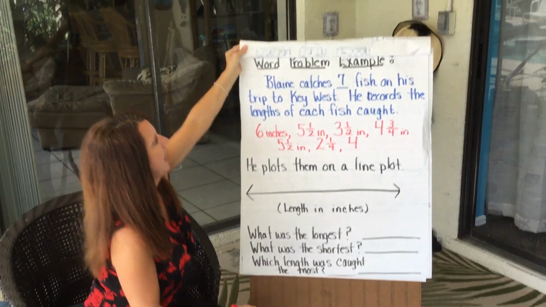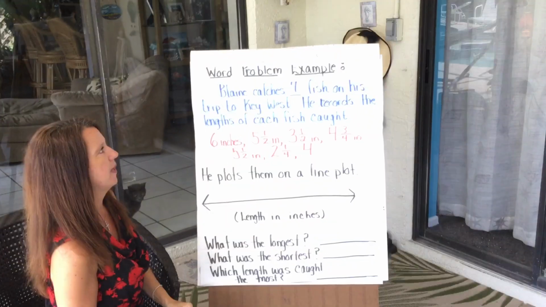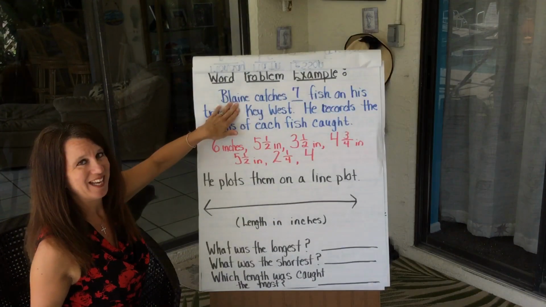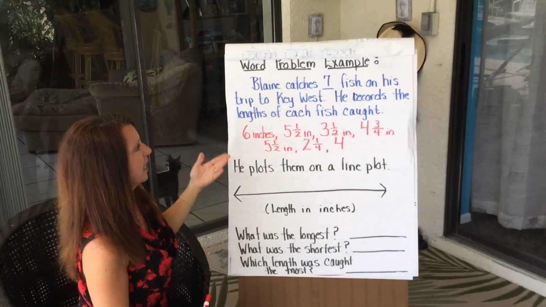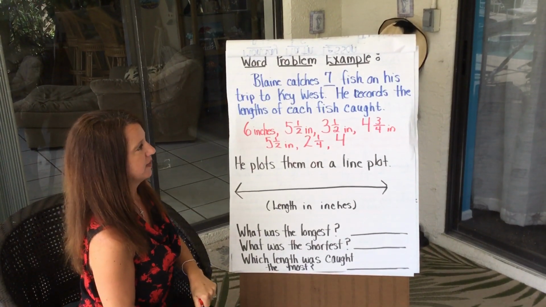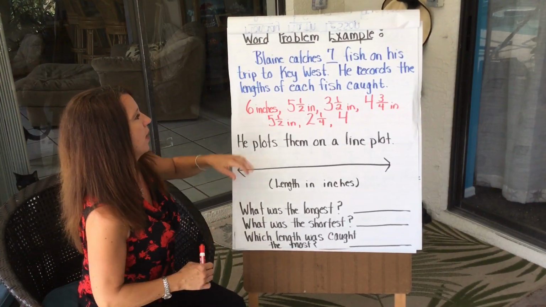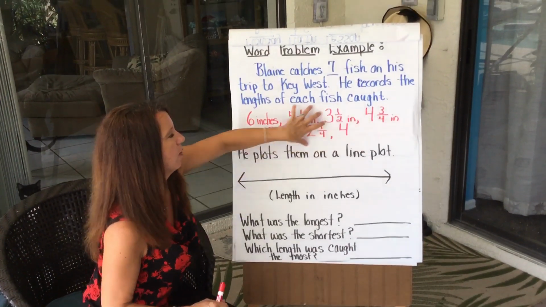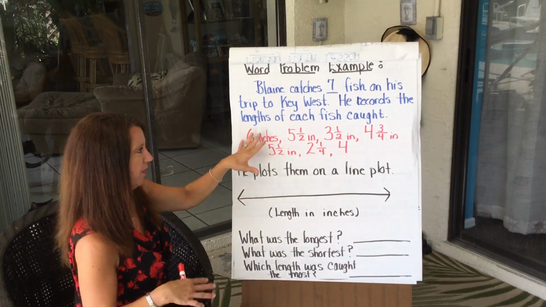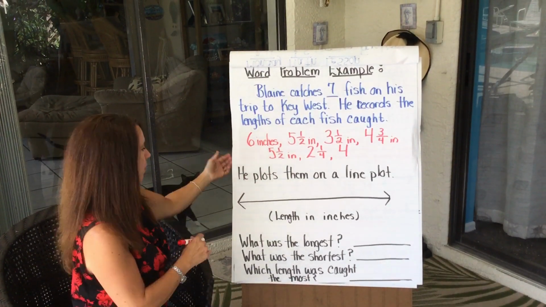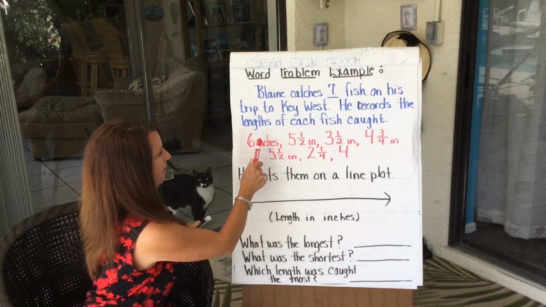Okay, so just to add to this today, a word problem example. So I used Blaine. Hello, Blaine. Blaine catches 7 fish on his trip to Key West. He records the lengths of each fish caught. So here you go again, I did not put them in numerical order because you have to be able to look at those and realize, okay, they're not always going to be in order.